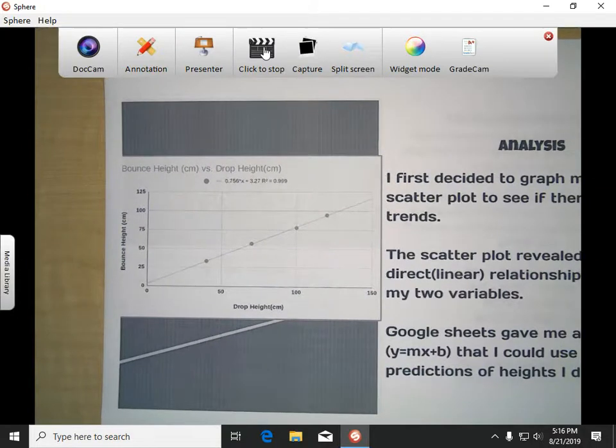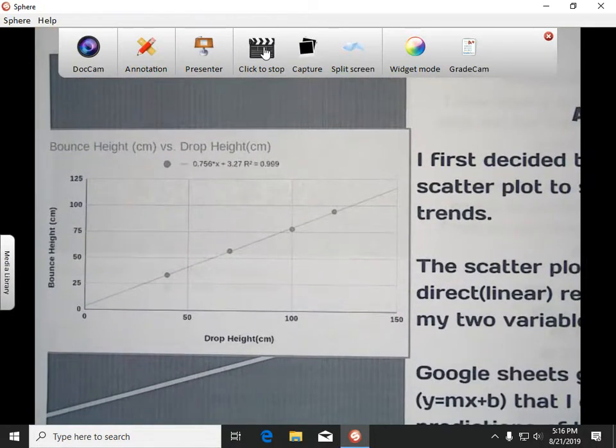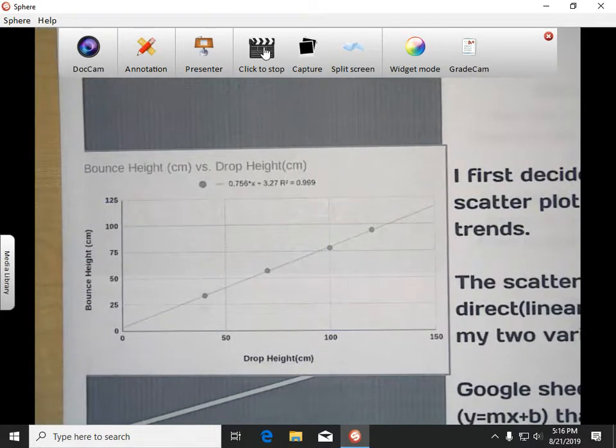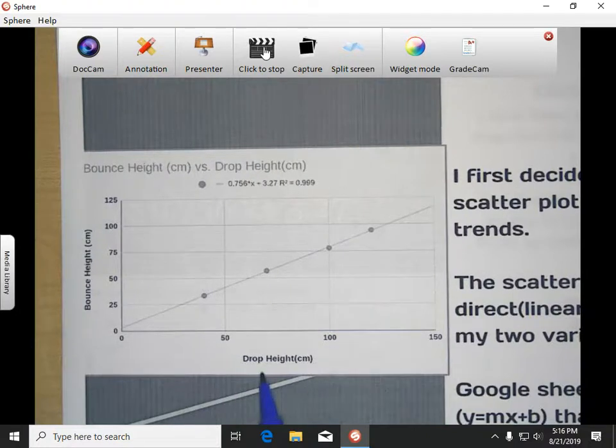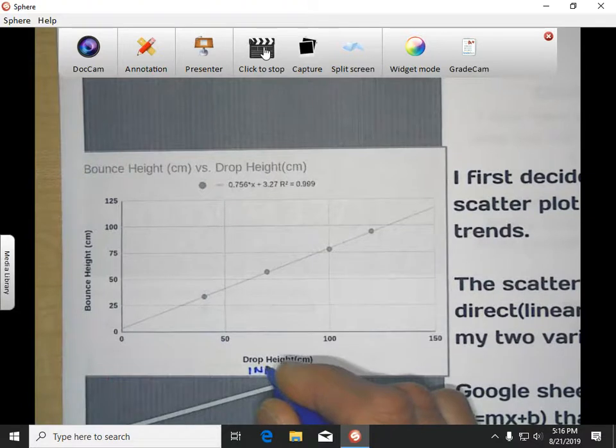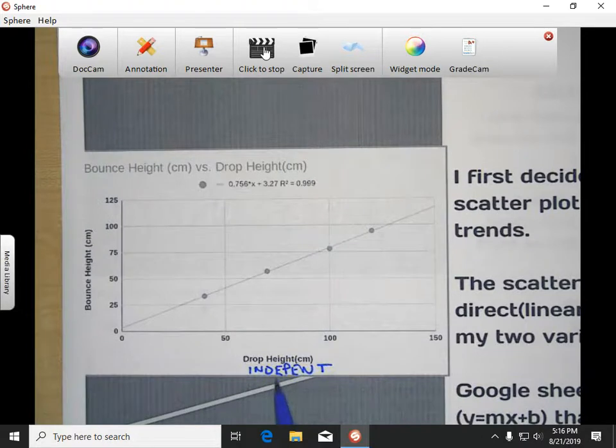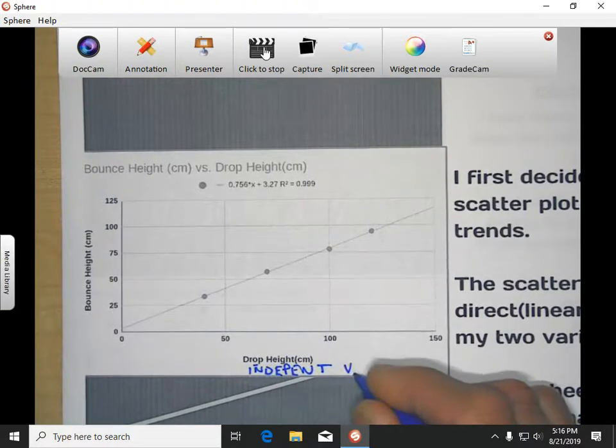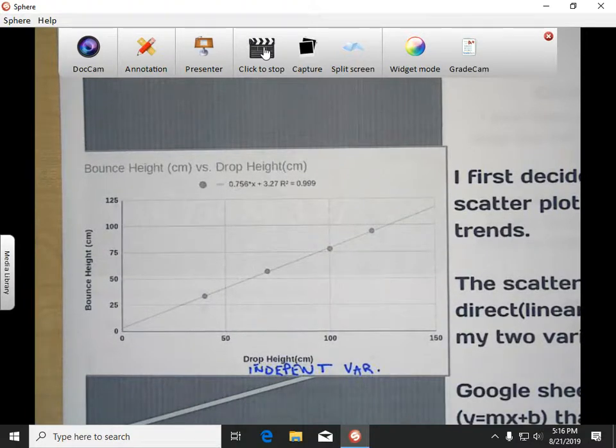And I'll zoom in. And so what you see here is a graph of the bounce height versus the drop height. One thing I want to point out right away is that in an experiment, if you graph data, you're always going to put the independent variable on the horizontal axis. So remember, the drop height was the thing I could control. That's my independent variable. And so that always goes on the x-axis.